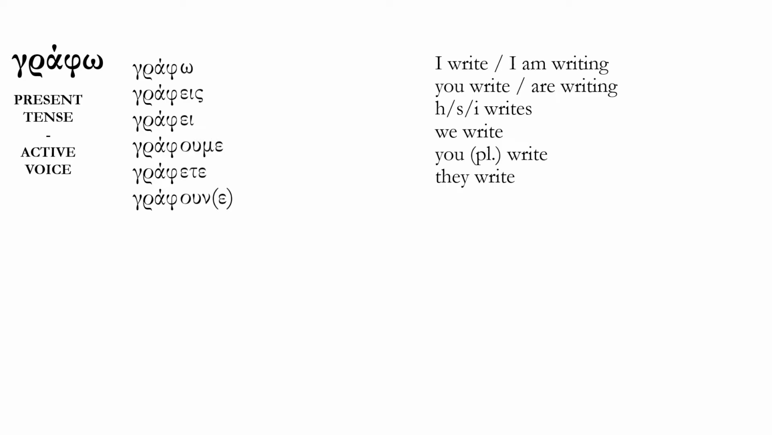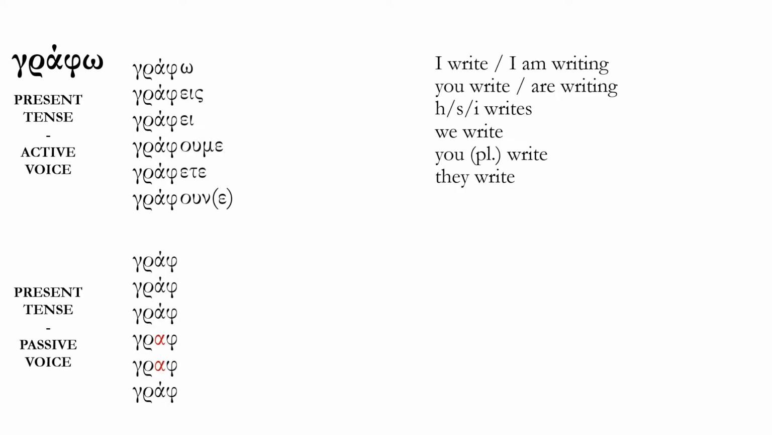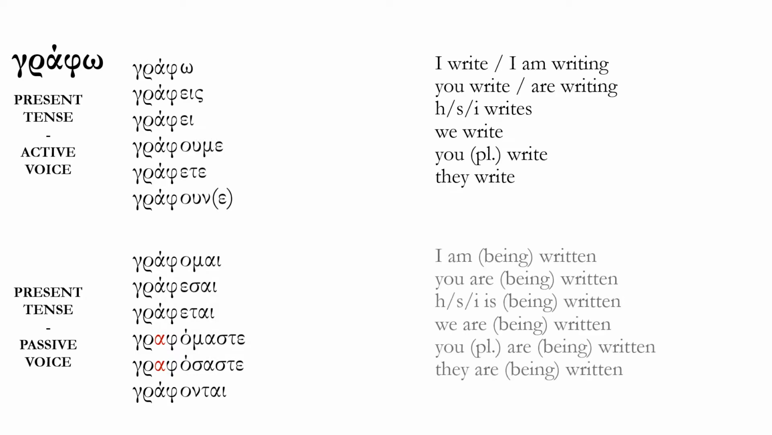Well, to make the passive voice, we're really going to follow the same pattern. We're going to start with graf again, and you'll notice there are 2 red alphas down there. I'll get to those in a moment. But our stem is still the same. It's still graf. But now we're going to take these new endings and snap them on there. And we wind up with grafome, grafese, grafete, grafomaste, grafosaste, grafonde.